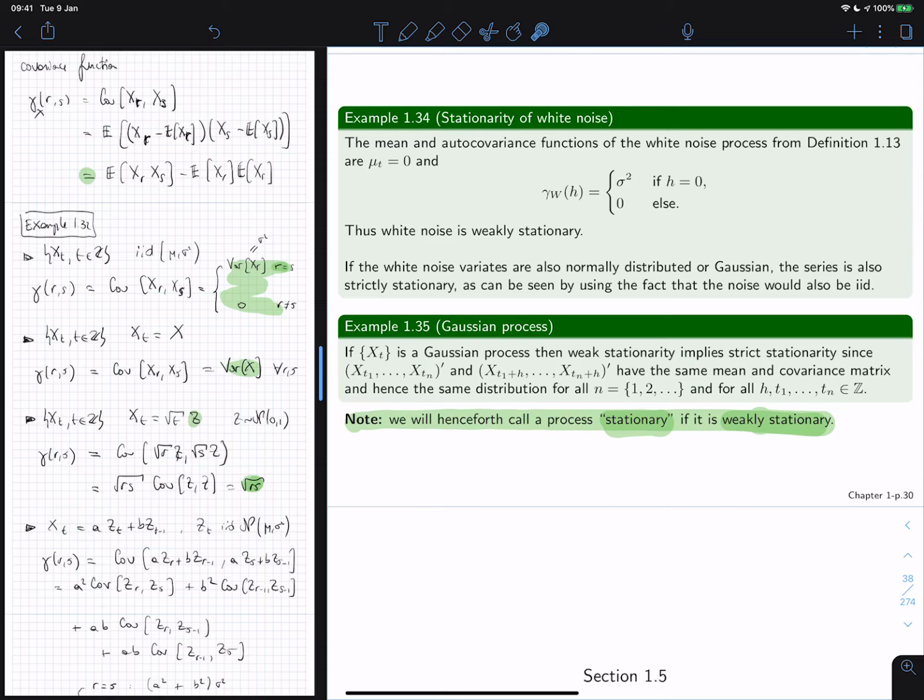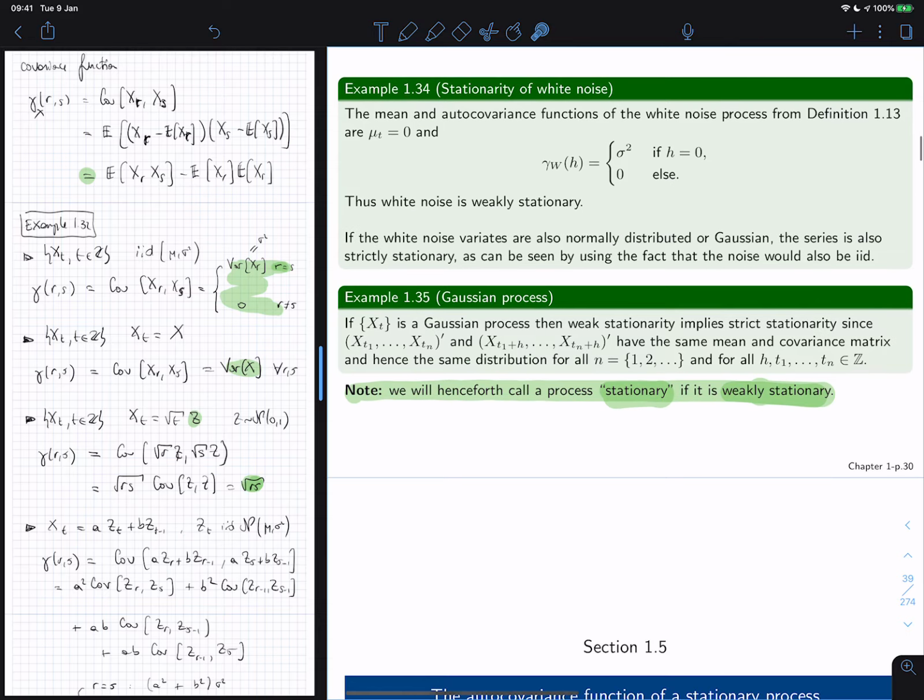Another example where we have equivalence between strict stationarity and weak stationarity is the case of a Gaussian process. But here I'm just repeating the same thing. In the case of a Gaussian process, independence is equivalent to absence of correlation. And that's basically what we're requiring when we're requiring weak stationarity.